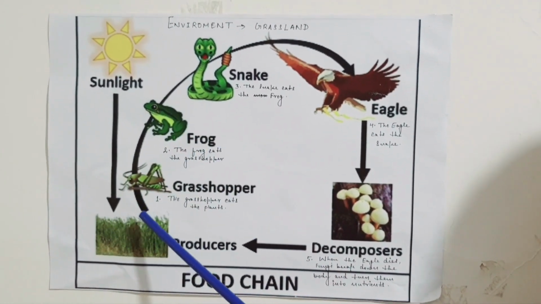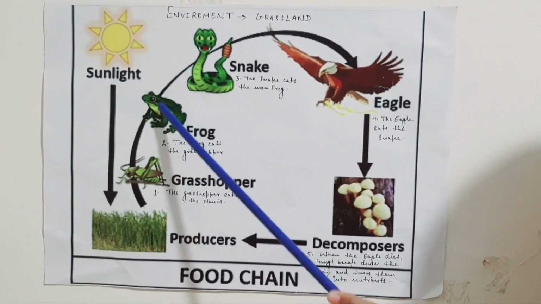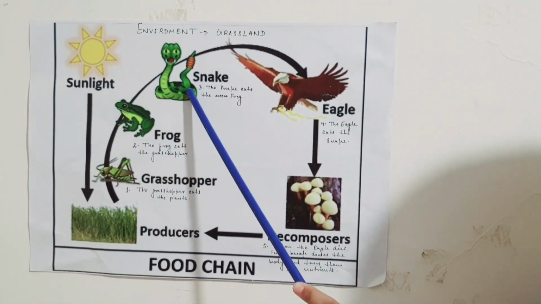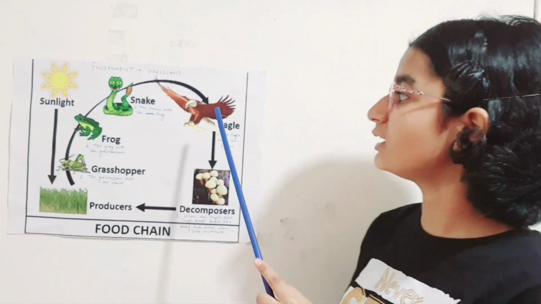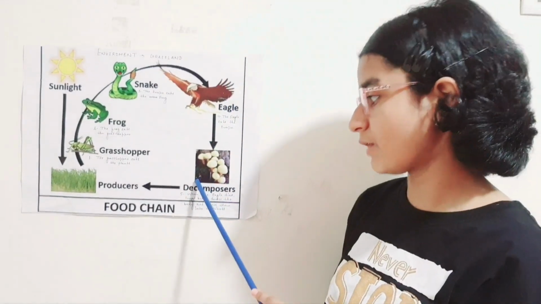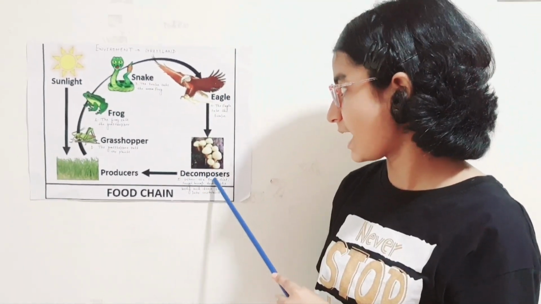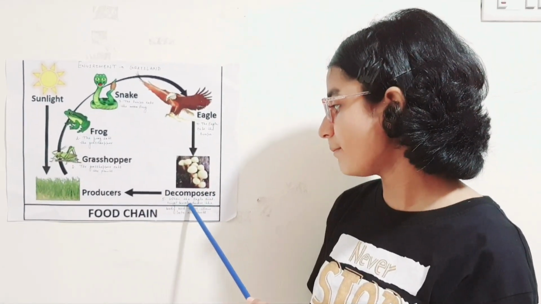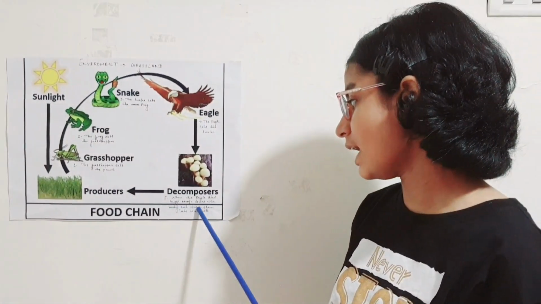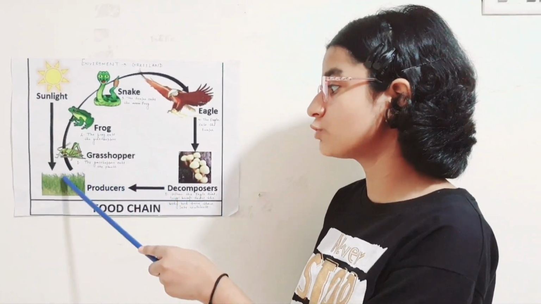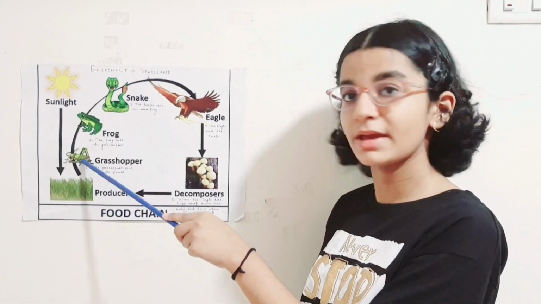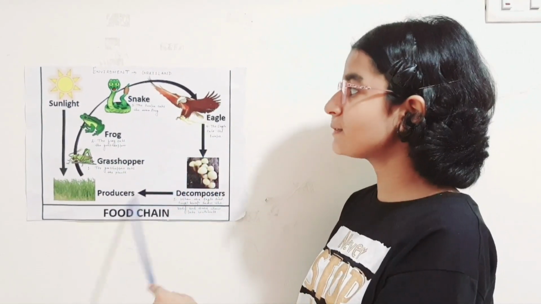Number 2, the frog eats the grasshopper. Number 3, the snake eats the frog. Number 4, the eagle eats the snake. Number 5, when the eagle dies, fungi break down the body and turn it into nutrients, which is used by the plants to make food again, and the cycle keeps on going.